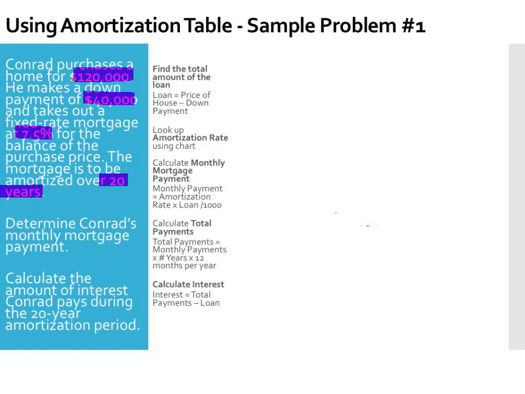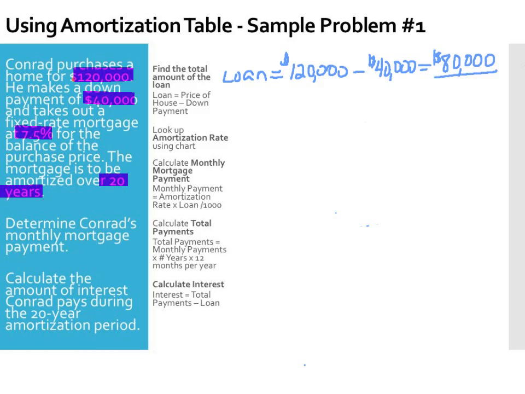Alright, so the first thing that we want to do is find the amount of the loan. So our loan amount is going to equal the price of our house, which was $120,000, minus the down payment, which was $40,000. When you calculate that, that works out to $80,000 is how much he's going to borrow from the bank.